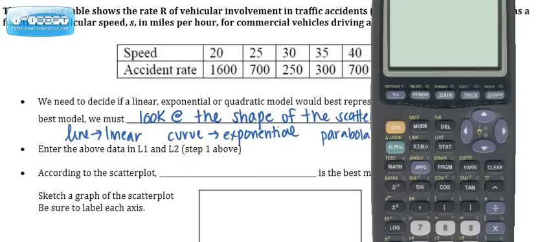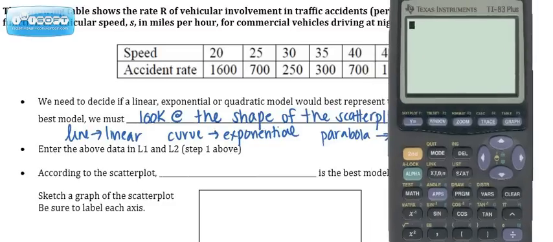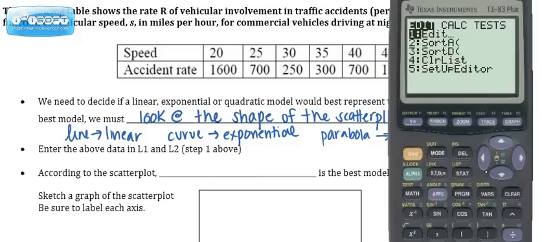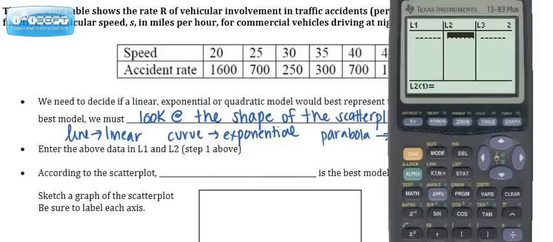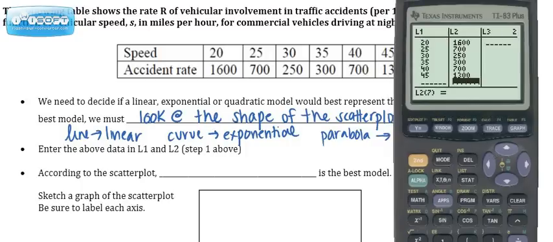Okay? So we are going to, first of all, enter the data in L1 and L2. So if you guys need to clear your list, go to stats number 4. Then you're going to type L1, comma L2, and press enter so your lists are cleared. Okay? So what I need you guys to do right now is pause this video and enter your data into L1 and L2.